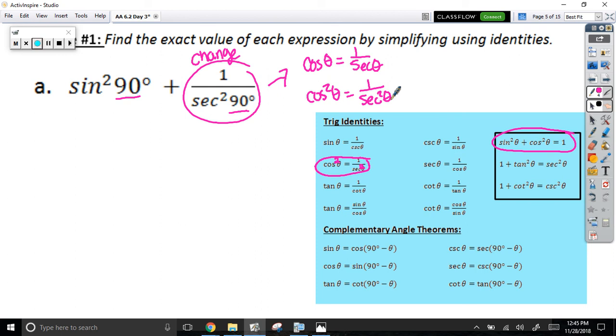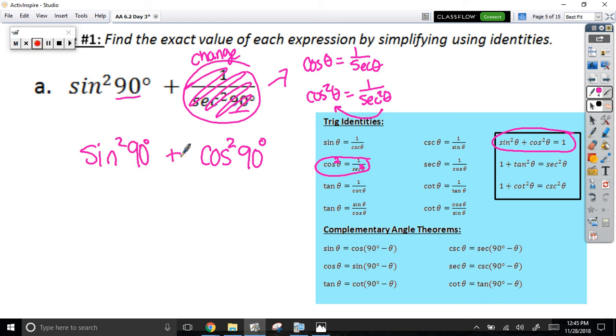So because 1 over secant squared is equal to the cosine squared, we can get rid of this and change it to be cosine squared 90. And then what is sine squared 90 plus cosine squared 90 going to be? 1.